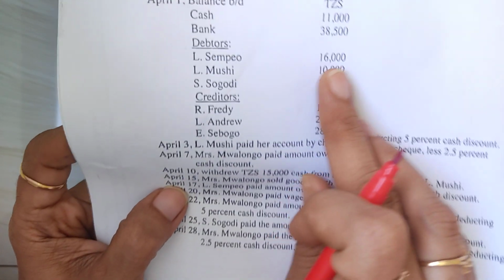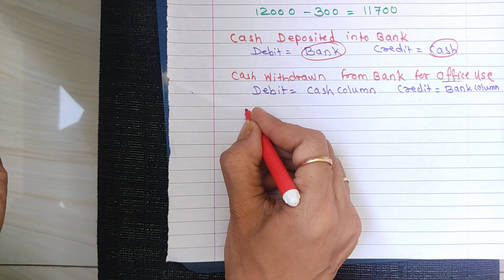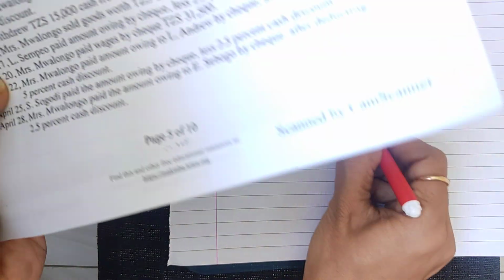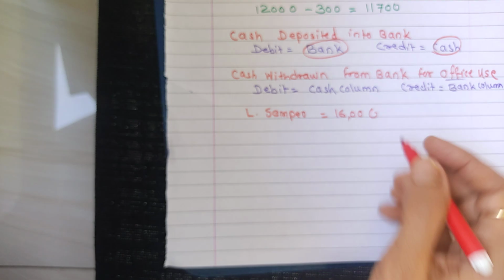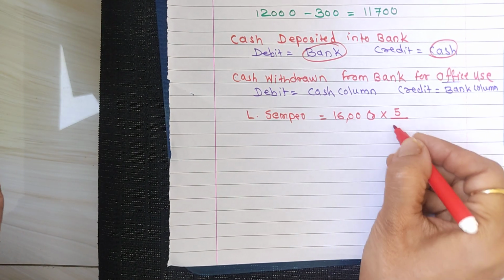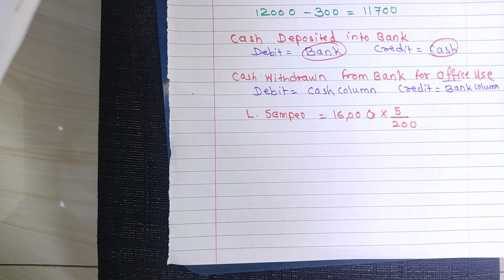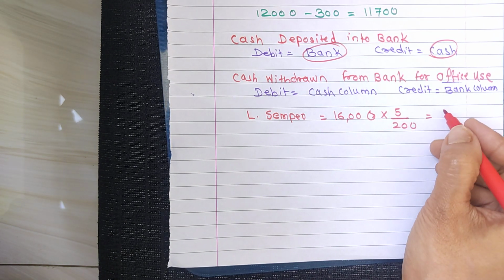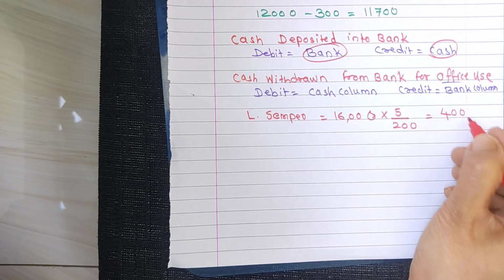L Simepo, how much amount is to be received? 16,000. How much is the discount given? 2.5%. So for 2.5% you can write 5 upon 200. So when you calculate 16,000 into 5 upon 200, you will get the discount. Say student, pause the video and calculate yourself and then cross check. So the answer is 400.